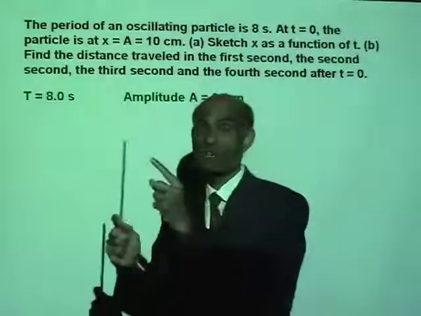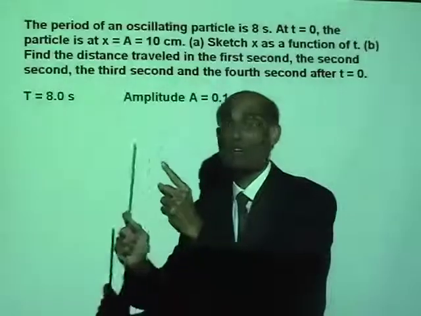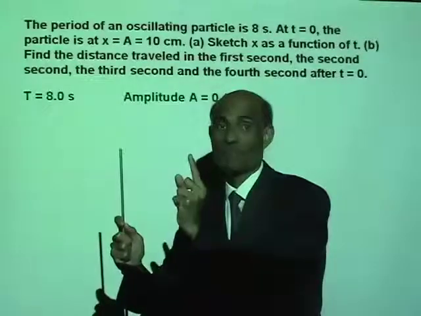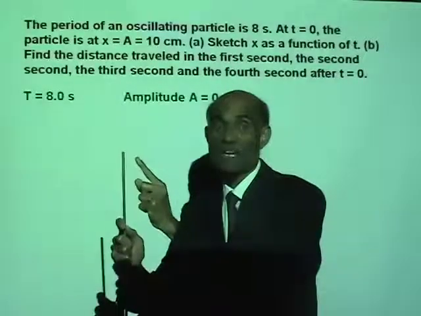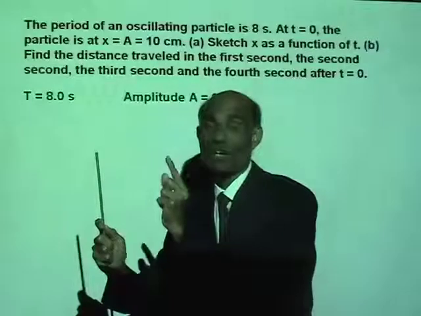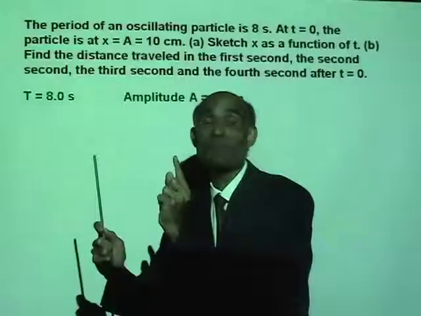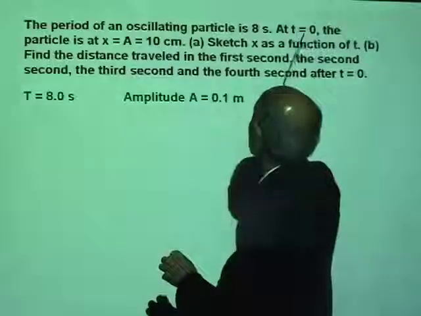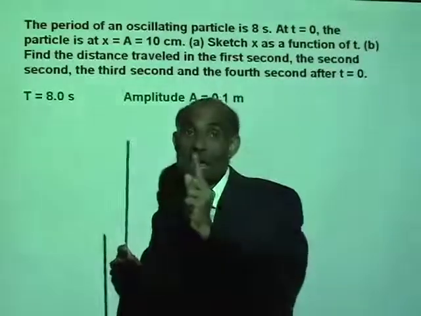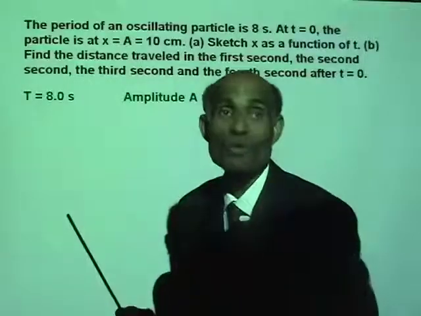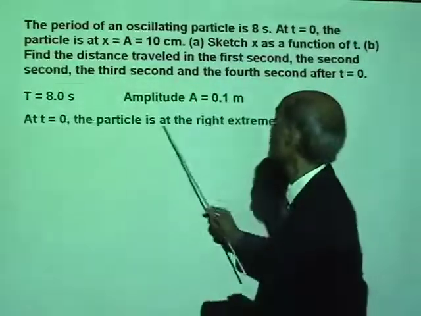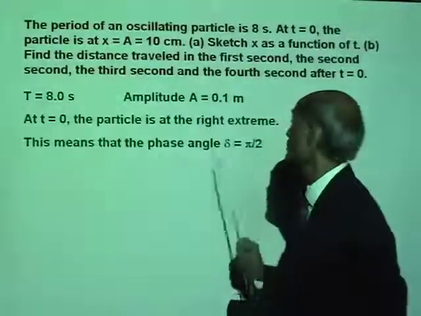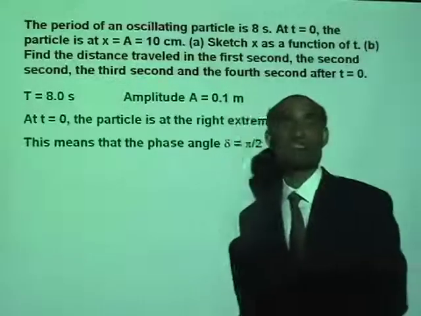Alright, the same thing occurs when you are having horizontal oscillation. If the object starts on the right, that means from the equilibrium it has actually come to the right. The phase angle is pi by 2. You see that? So at t equal to 0, the object is at x equal to a here, which means the phase angle is pi by 2. At t equal to 0, the particle is at the right extreme. This means that the phase angle delta equals pi by 2.